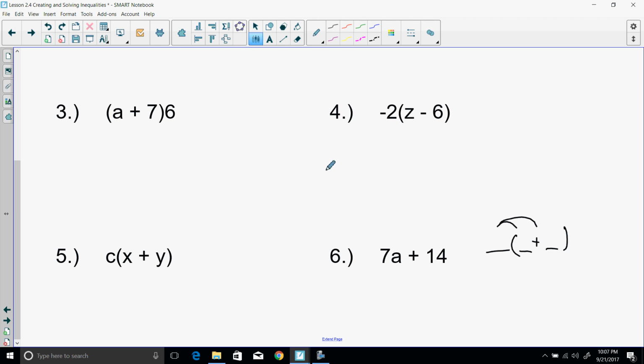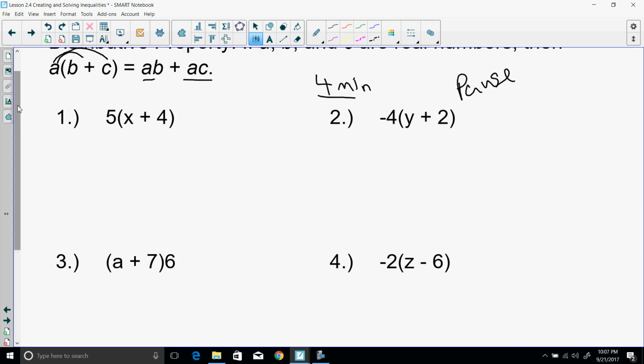Okay, so you should have had some time to do this. Let's go through what the answers are here real quickly. What this means is that I have 5 times x and 5 times 4, so I have 5x plus 20. This is negative 4 times y times negative 2, so I get negative 4y plus negative 8. Just because this is on the other side doesn't mean anything different.